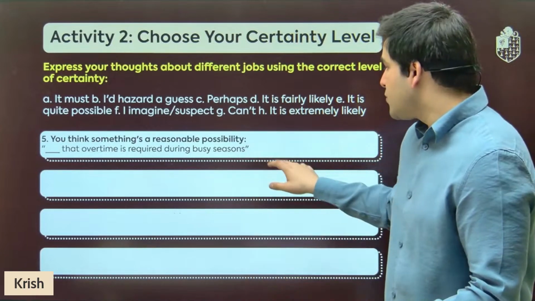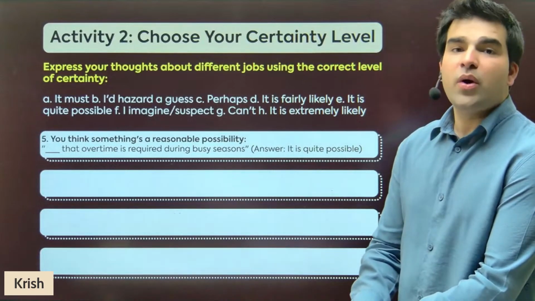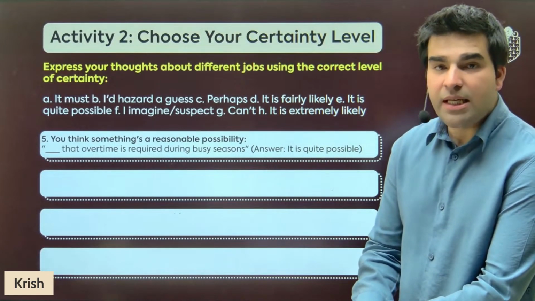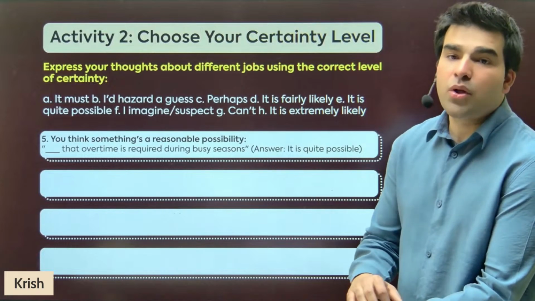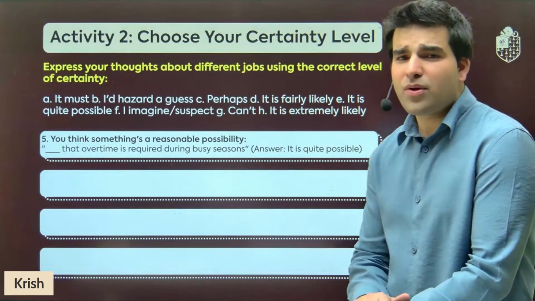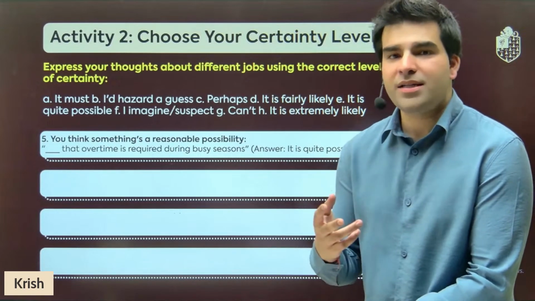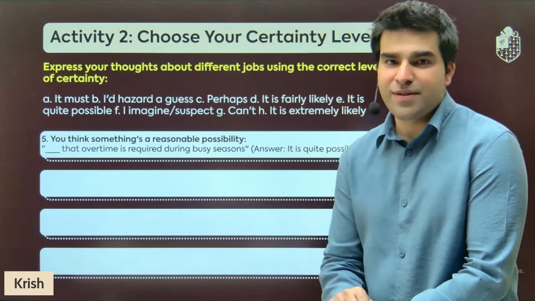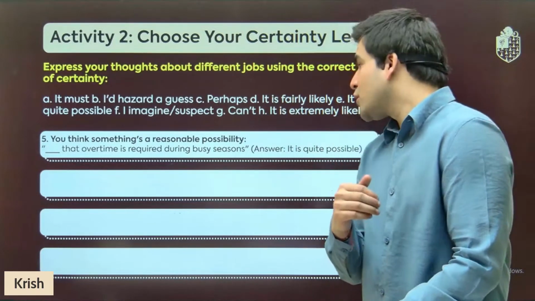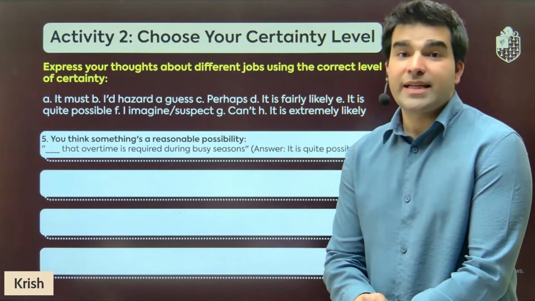The correct answer is it is quite possible. What does it mean? You are expressing reasonable possibility. I repeat, reasonable possibility. So it is quite possible that so and so party will win Delhi's elections. Today was election day in Delhi, right? It is quite possible that so and so party will win Delhi's election.